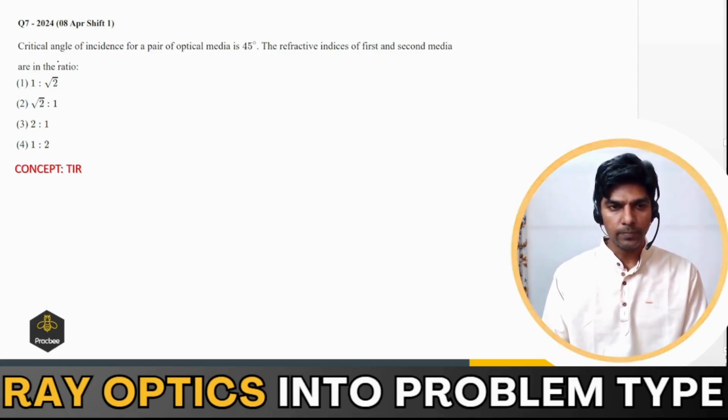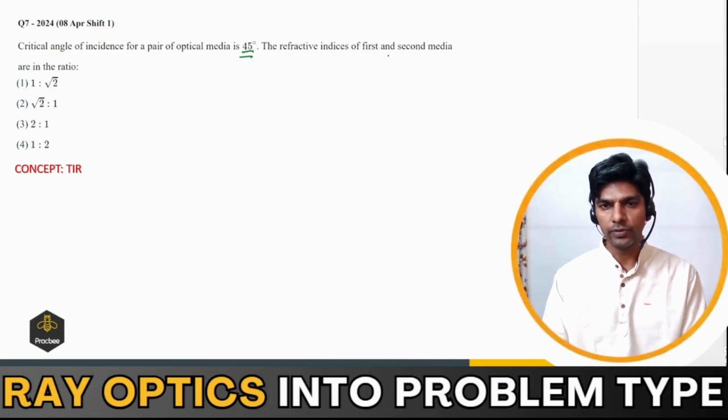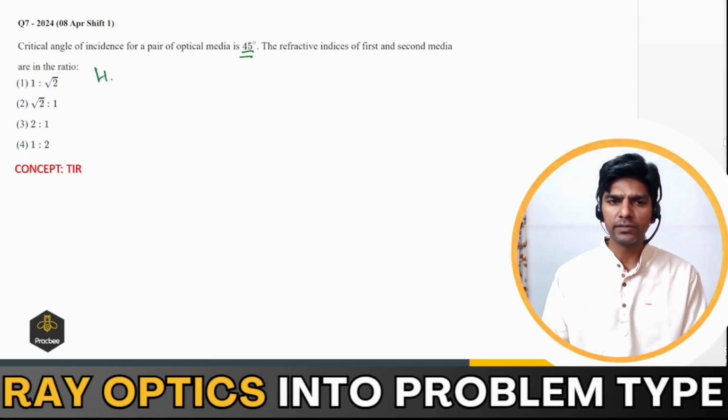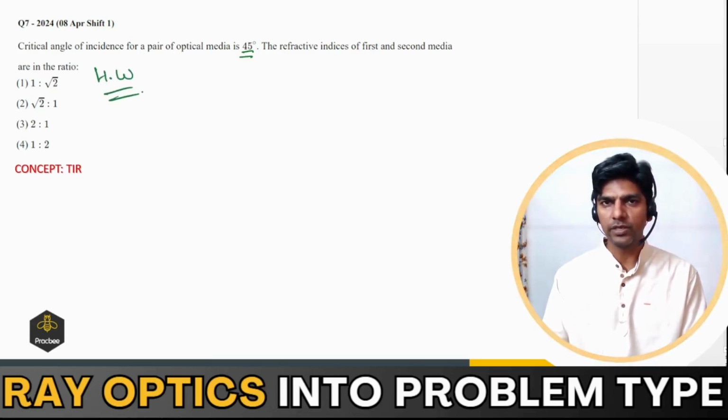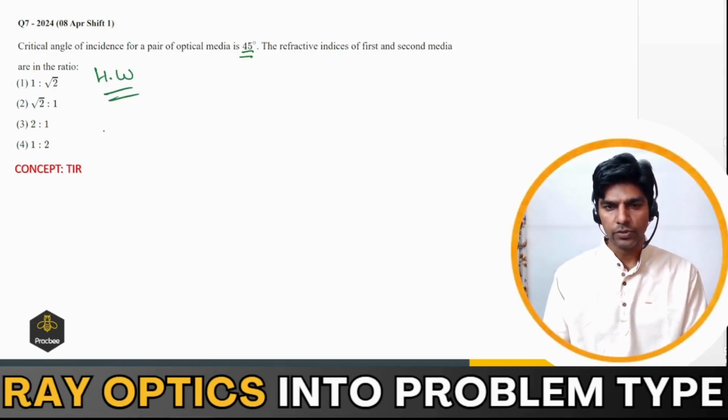Let us see the next question. Critical angle of incidence for a pair of optical media is 45 degree. The refractive indices of first and the second media are in ratio. So this question is similar to the last question, so I'm just keeping this question as a homework for you. So the answer will be option 2.